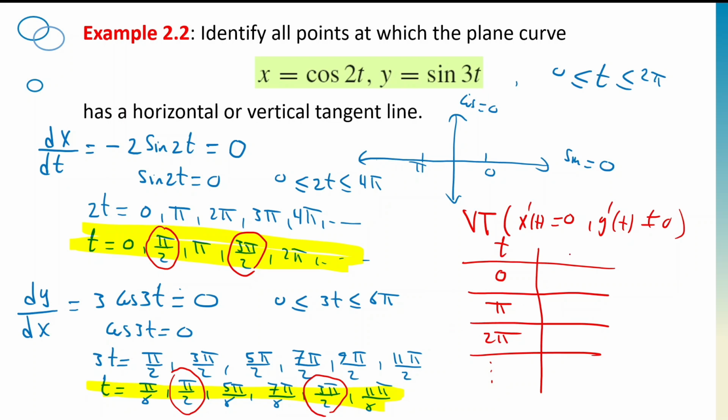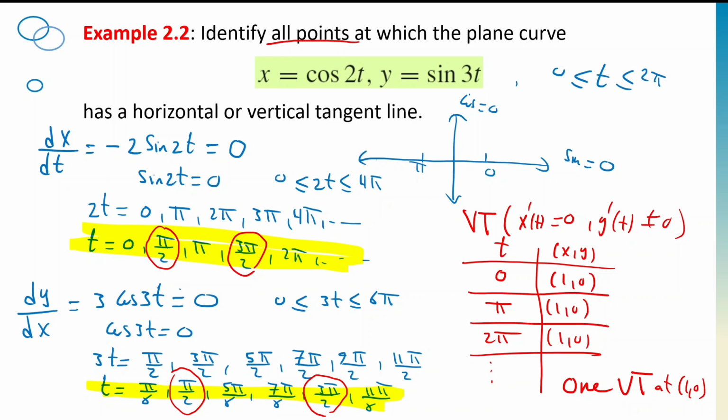Now if I try 0, pi, 2 pi, what will be the values in that case? I'll create a table. At t equals 0, I need the point x, y. Remember, in general, the question needs us to find all points as x, y. At t equals 0, the point is 1, 0. At pi, 1, 0. Then 1, 0. So it's all repeated. That means I have only one vertical tangent, at the point 1, 0.